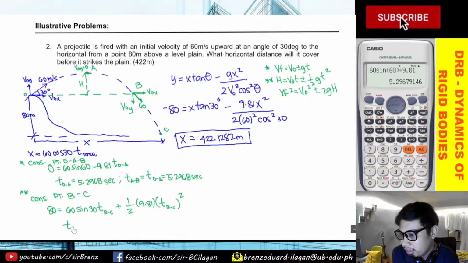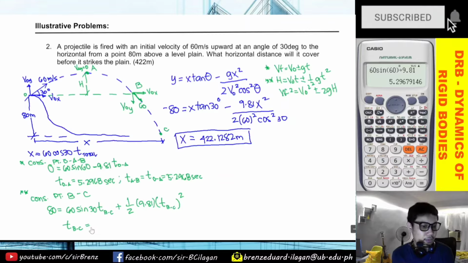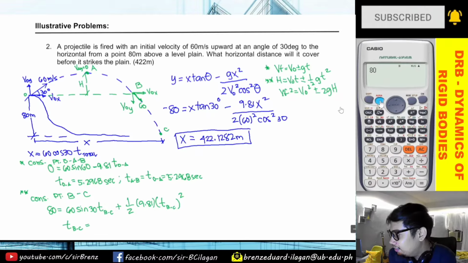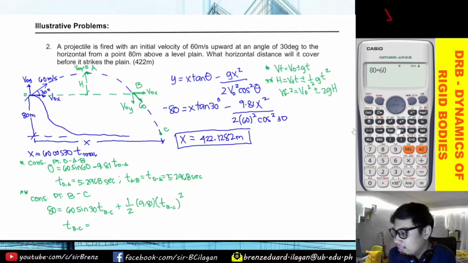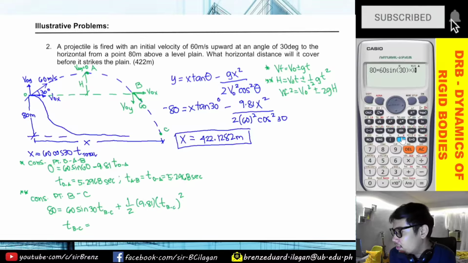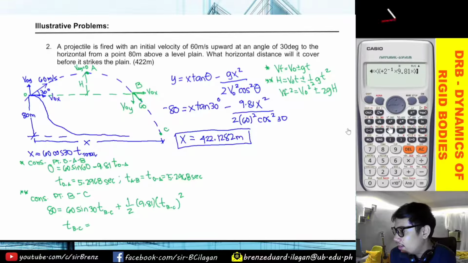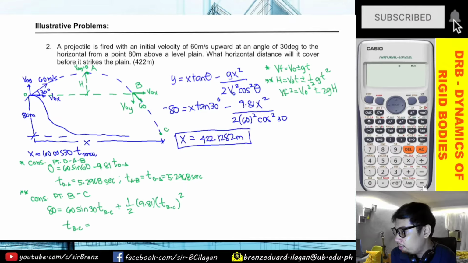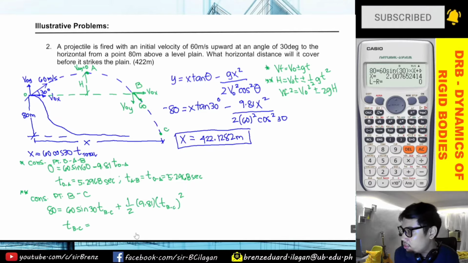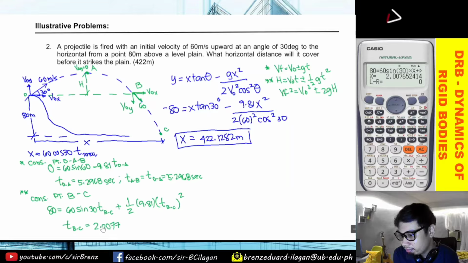Ayan, so shift solve lang natin. So 80, ito nga pala yung calculate natin, 60 sine 30 times x, and then plus 1/2 of 9.81 times x squared. Shift solve. Maglagay lang tayo ng positive value. Lagay tayo 5 siguro. Okay, so that is 2.0077 seconds.